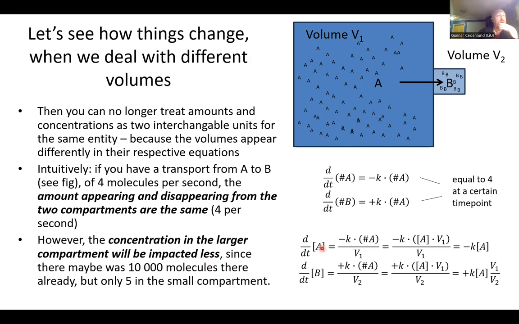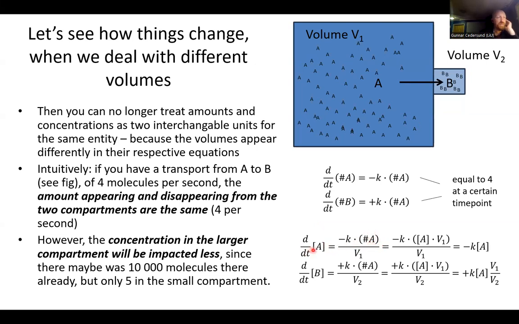So let's do the same thing as we did before, or let's go from amounts here to concentrations. Basically what we do then is that we use the fact that the derivative is a linear operator. So if we want to go to concentration, we simply divide by the volume. So the derivative of the concentration of A is the derivative of the amount of A divided by the volume, because the concentration of A is equal to the amount divided by the volume. So the derivative here is minus K times the amount of A divided by V1, because it's the concentration of A that we want to have.